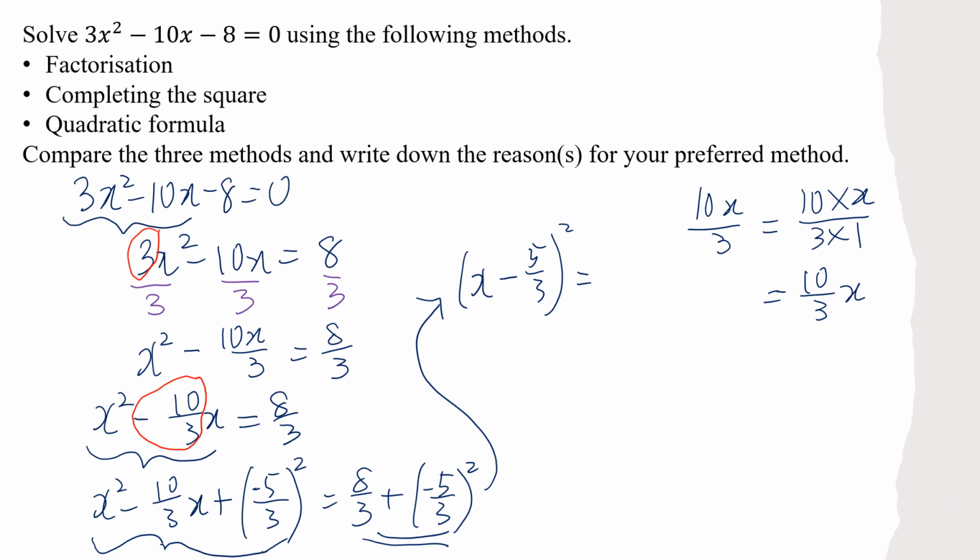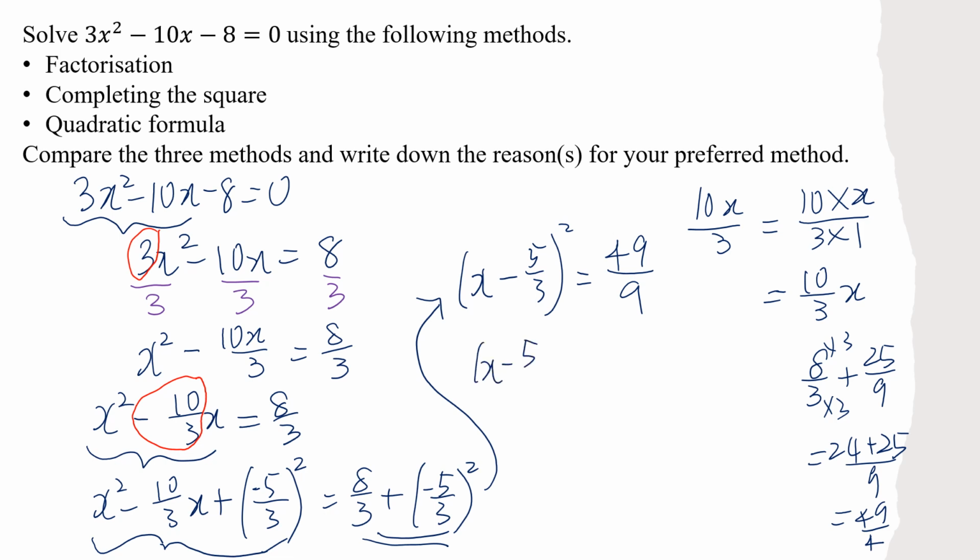So to do it manually, that will be 8 over 3 plus 25 over 9. So that will be 24 plus 25 over 9, which gives you 49 over 9. Alright, so this will give me 49 over 9, right? Okay, so I would expect two answers, right? Because it is something squared.